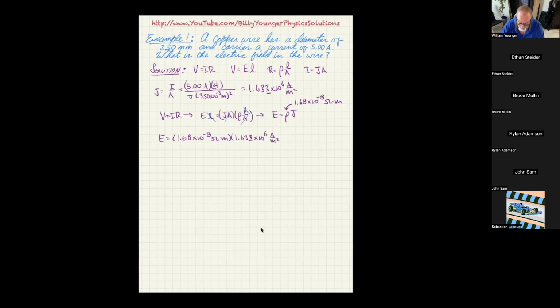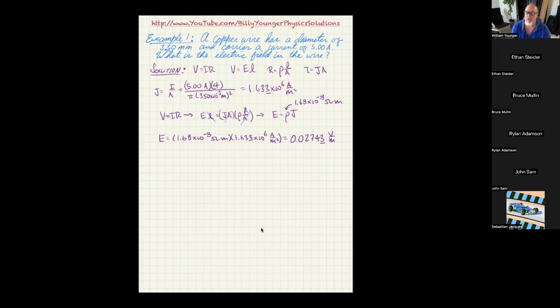So you can see the amp times an ohm is going to give you a volt, and the meter divided by the meter squared is going to give a per meter. So we get a result of volts per meter, which is exactly the units for the electric field. So 1.633 times 10 to the 6 times 1.68 e to the negative 8. Multiply that, I get 0.02743 volts per meter.